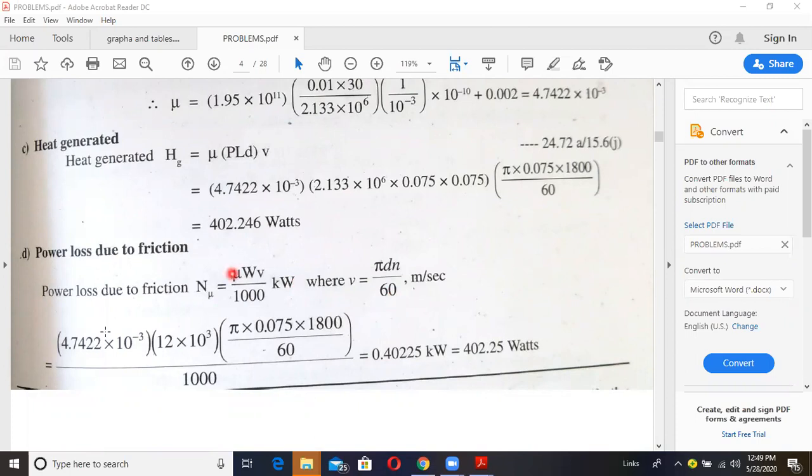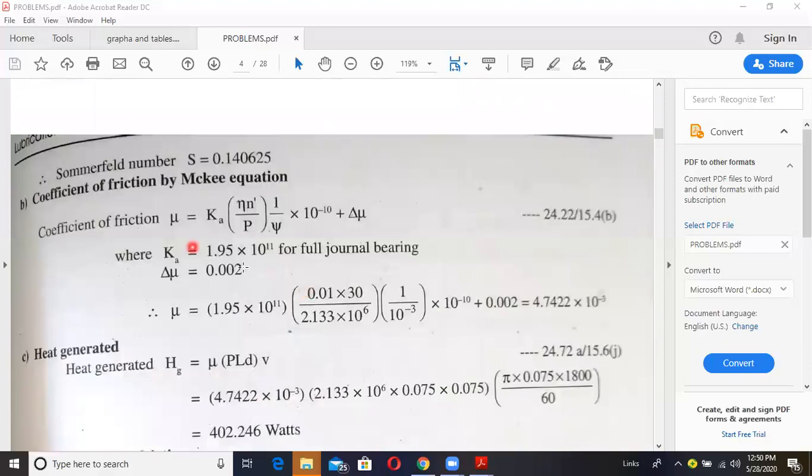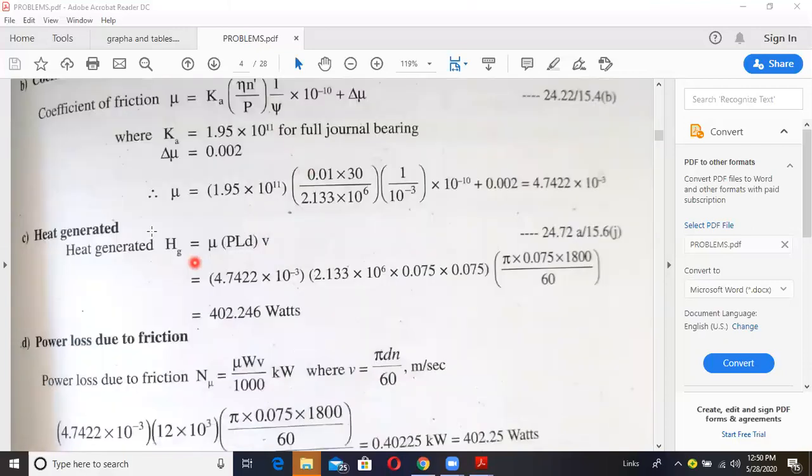So substitute mu, substitute W, and pi dn divided by 60 divided by 1000. Then we will get the power loss as 0.402, or we can take it as 402.25 kilowatts. So this amount of power is lost in the bearing due to the friction. In this way, we can calculate the Sommerfeld number, the coefficient of friction mu, the heat generated, and the power loss.